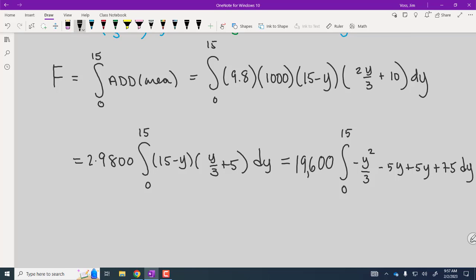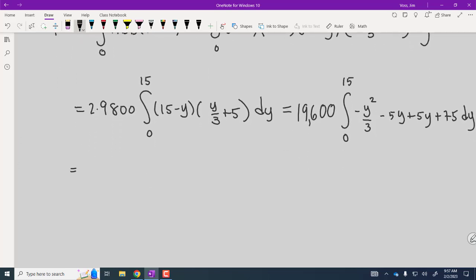And that we can integrate pretty easily. So we have 19,600. Integrate the square term, we get minus y cubed over 9. And the inner and outer canceled, so then we have plus 75y, from 0 to 15.